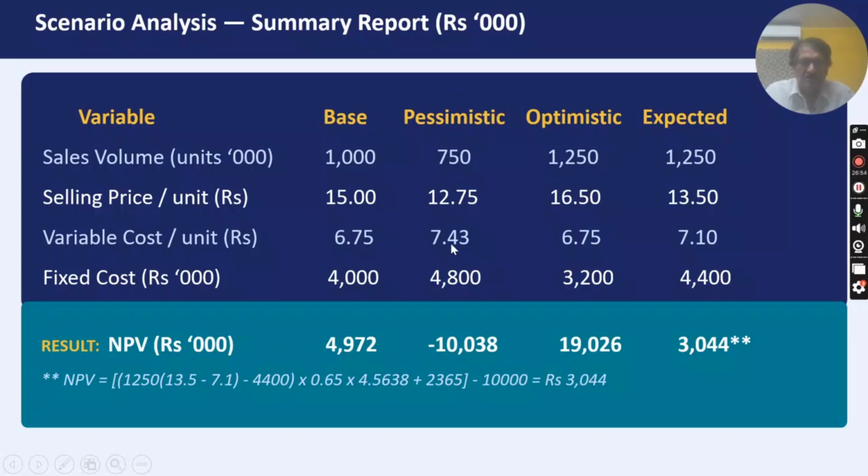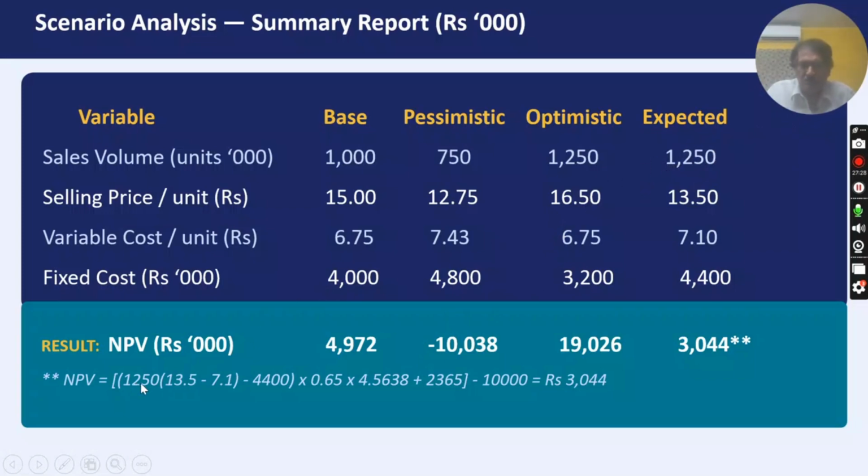In the case of the pessimistic situation, you should not accept the project because the NPV is negative. But the base case is acceptable. Even in the expected case, the NPV is 3,044. It is also accepted. Only in the pessimistic situation, you should not accept this. And how NPV is calculated, 3,044, is shown here.